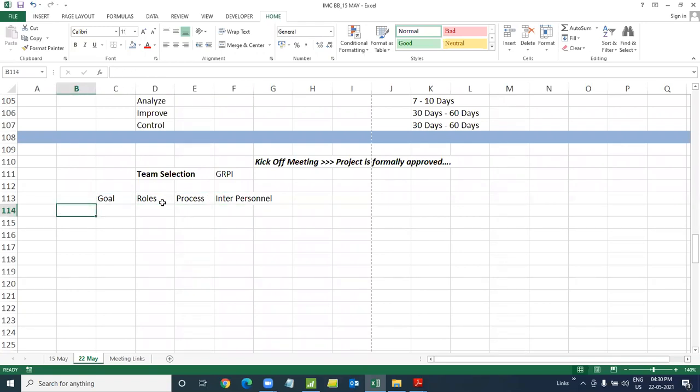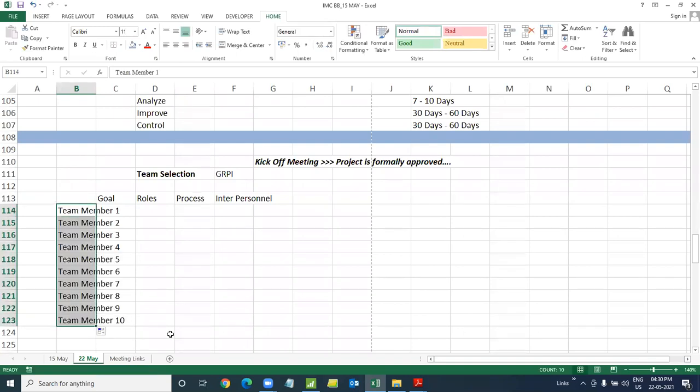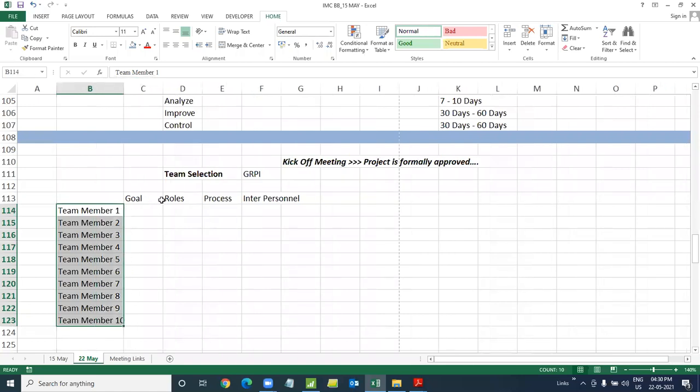And say different people have been nominated. So team member 1, 2, 3, 4. Multiple team members have been nominated, and say we got 10 people, out of which we have to select a few. So how do you select them? Generally, post the nominations being received, you call for a meeting, and then these people will be briefed about the project.